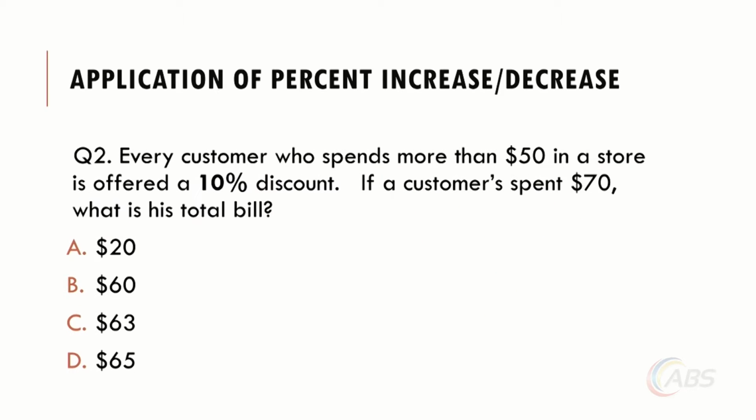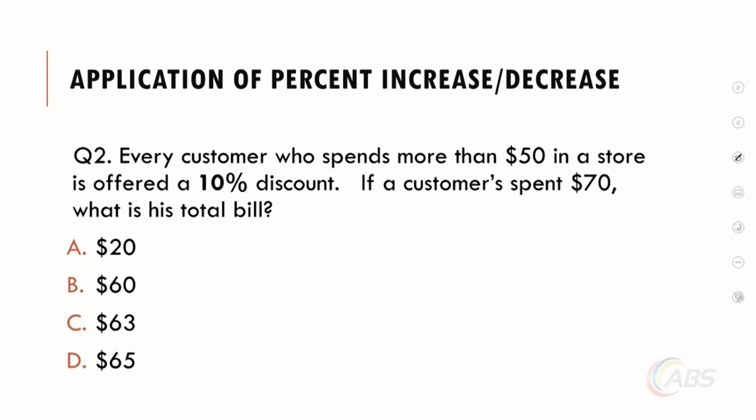Okay? Question 2. Every customer who spends more than $50 in a store is offered a 10% discount. If a customer spent, sorry, that's a typo. So if a customer spent $70, what is his total bill? Now, let's just talk about what discount means here. We had to pay attention to that. So that means they're getting money off of what they spent.